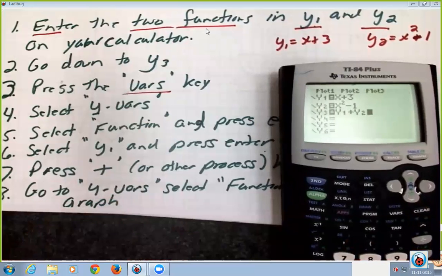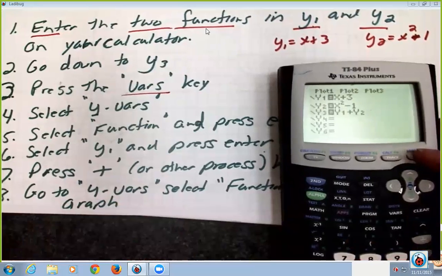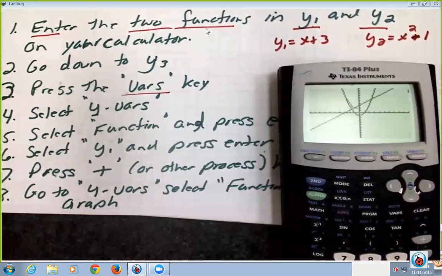And so what I have done is I have now taken this whole thing and set it up so I have both of my functions and both of my pieces in there. What the calculator is going to do for me is take all those y1s and y2s and add them together and give me another column for my next graph. So if I hit my graph up here, it's going to show me my first two, and then it's going to show me my new one.